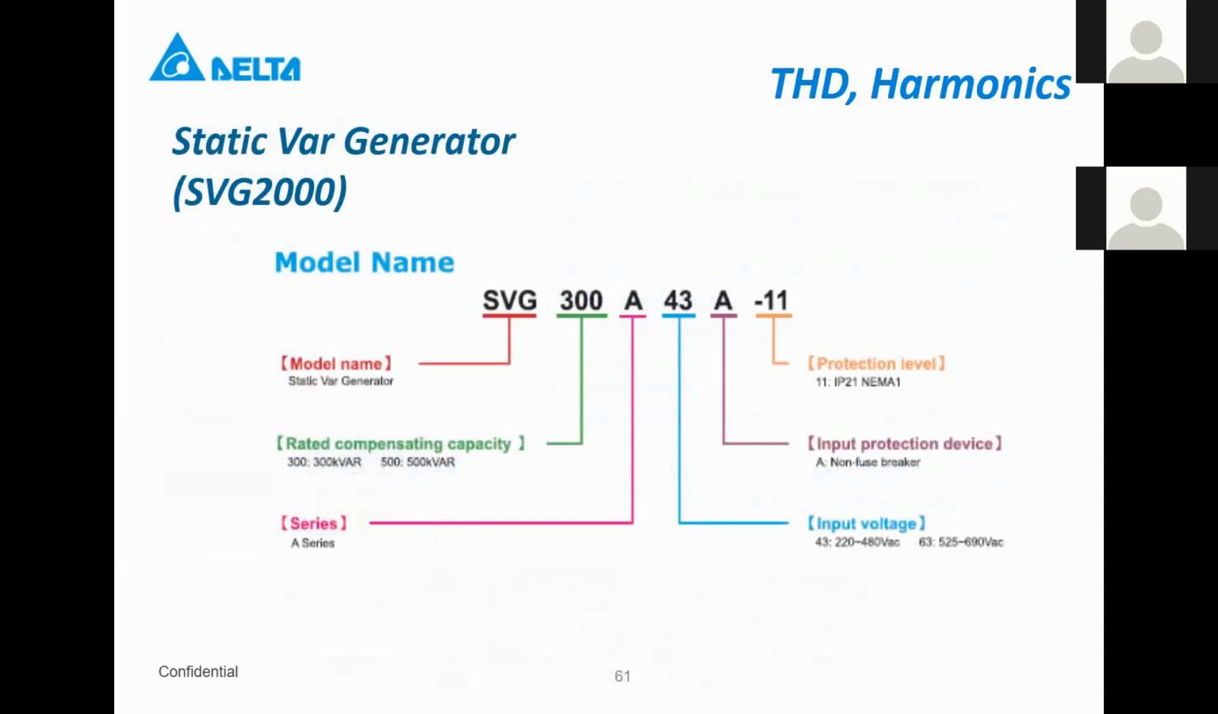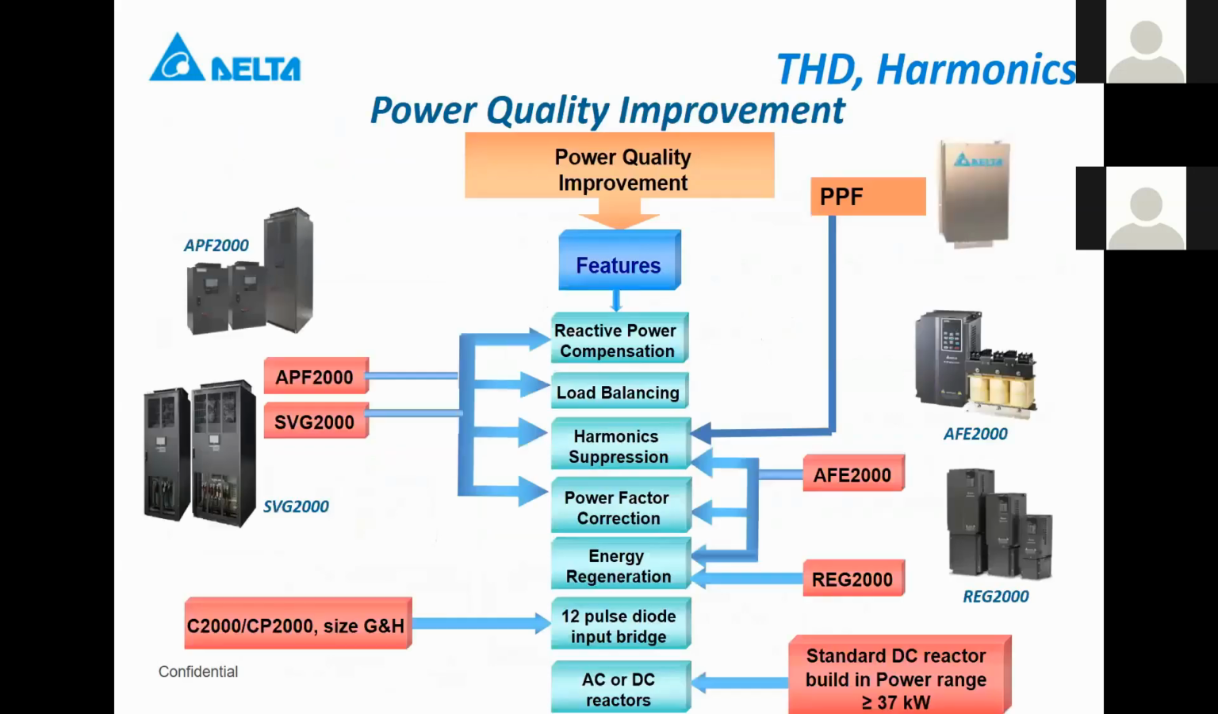Type number overview, we have only 2 versions. In this case, the 300 kVA and also the 500 kVA. Also, you can parallel them. Summarize overview.